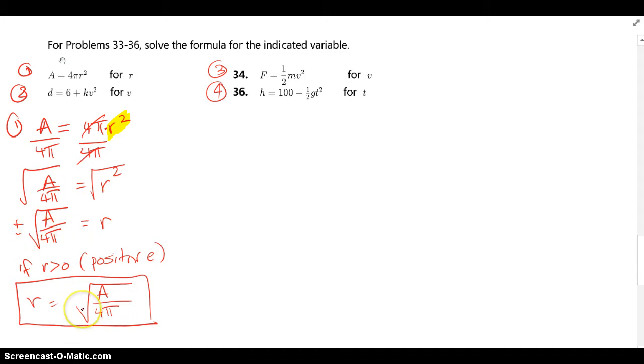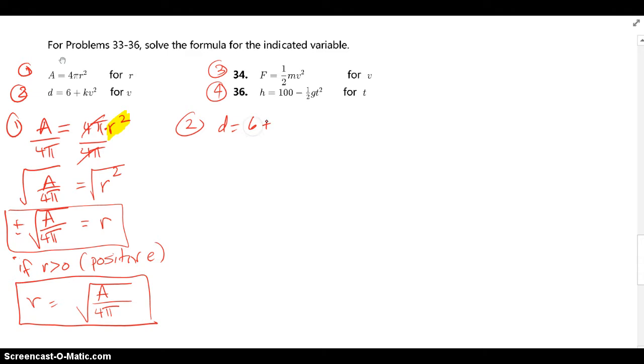But for the purposes of this problem, just to make a note, if r is supposed to be greater than 0 or positive, only keep this answer. But this is really what r is completely isolated to be, plus or minus the square root of that.